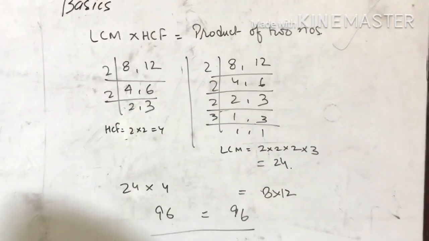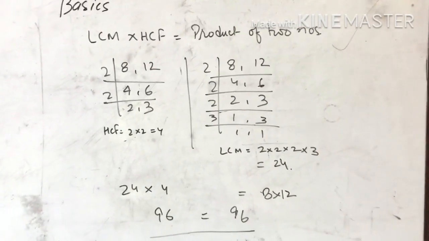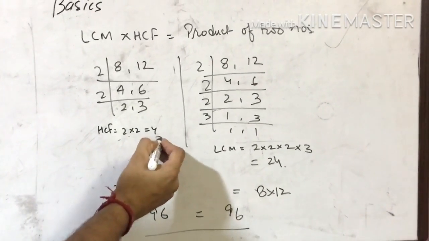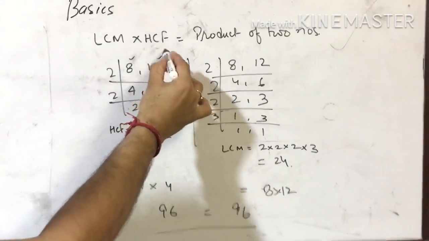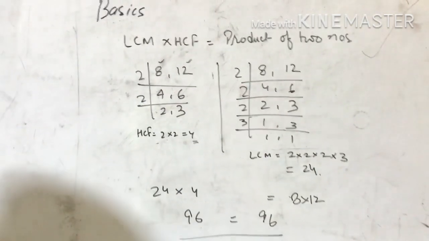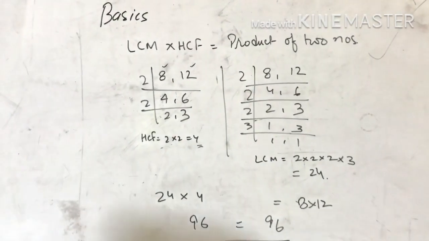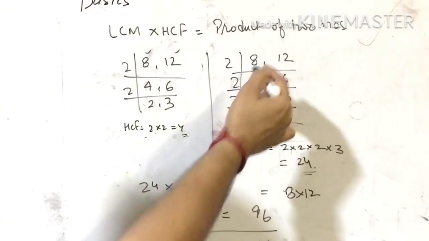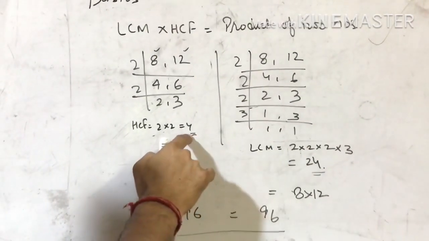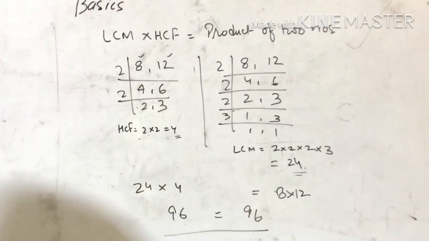HCF of two numbers is not greater than any of the numbers. Now you have seen this is the HCF. It is not greater than any of these numbers. And LCM is never less than any of the given numbers. It is not less than and it is not greater than.